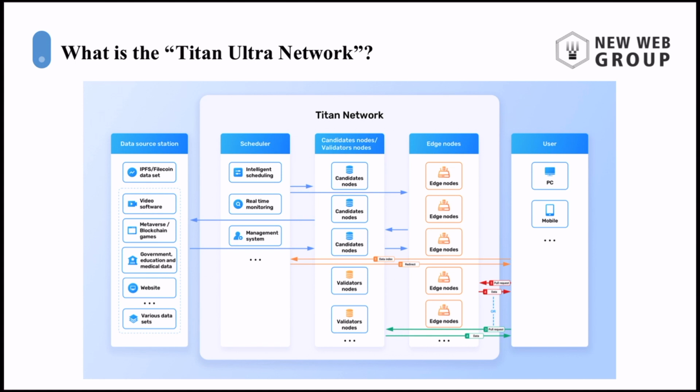So what is Titan Ultra Networks? Titan Ultra Networks is a high-speed CDN service for Web3, based on IPFS protocols, which pushes the content close to the user through certain rules, so that users can get the content they need nearby, in order to resolve network congestion problems, reduce network bandwidth costs, improve business response speed, improve user experience, and ensure business data security.